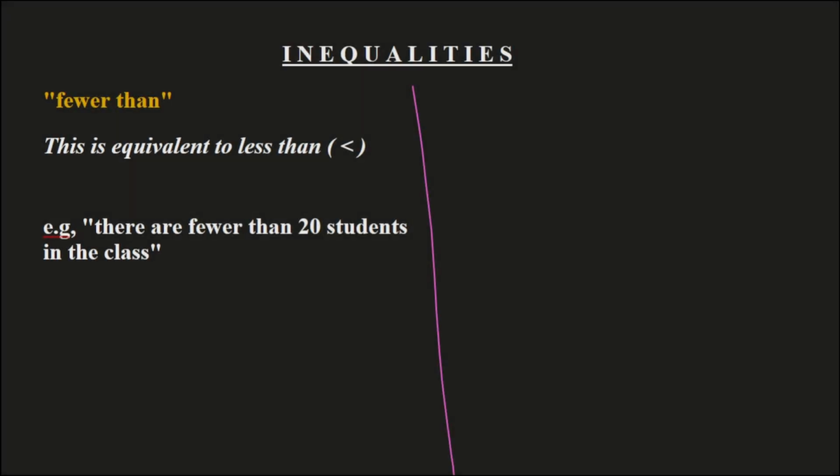Another term is fewer than. This is equivalent to less than. For example, there are fewer than 20 students in the class. This means the number of students in the class is below 20. So it can be written as x is less than 20.